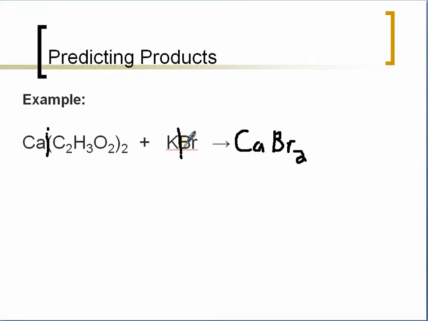Next, I have to combine the potassium with the acetate. So I'll have plus, and I'll write it down here. I have potassium, which is a +1, and I have acetate, which is C2H3O2, and that's a -1. Those two cancel each other out, so this compound is now balanced.